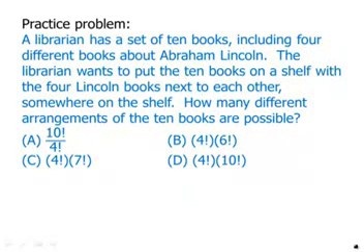Here's another practice problem. Pause the video for a minute, and then we'll talk about this. A librarian has a set of 10 books, including 4 different books about Abraham Lincoln. The librarian wants to put the 10 books on a shelf with the 4 Lincoln books next to each other somewhere on the shelf. How many different possible arrangements of the 10 books are possible? This is a hard question.